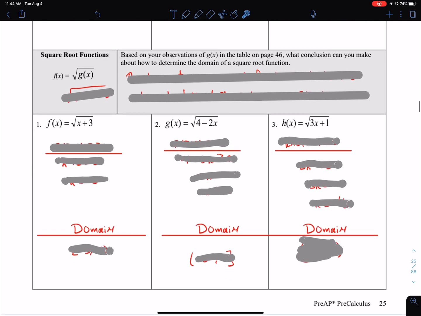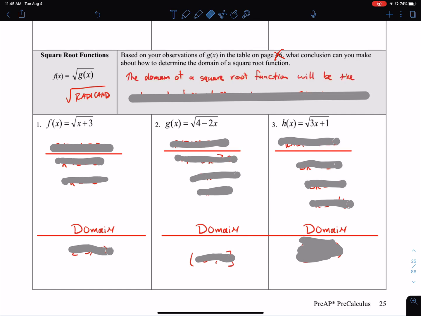Square root functions. Based on your observations of g of x on the previous page, what conclusions can you make on how to determine the domain of a square root function? First of all, here's a term. Whatever's inside a radical is called the radicand. The domain of a square root function will be the interval of x values that make the radicand greater than or equal to 0. If you're square rooting a negative number, the answer becomes imaginary, which we would say is undefined then.